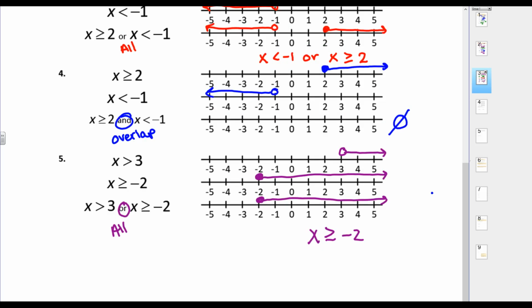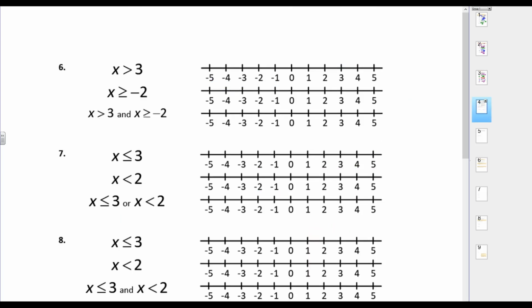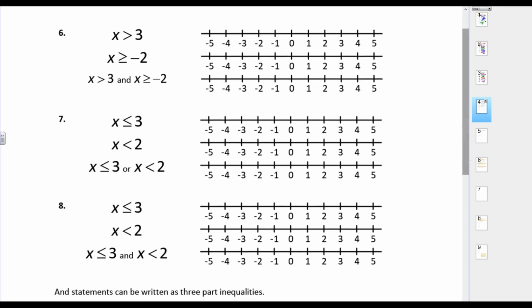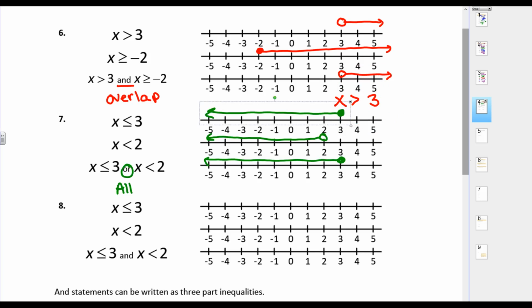This is an or graph, so I want to take any and all drawing in the picture. And so my final answer is x is greater than or equal to -2. Moving right along, guys, I want you to take a look at number 6 now. So looking at number 6, it's an and graph, so I want to take the overlap. The only overlap is from x is greater than 3, so that's my final answer. And go ahead and take a look at number 7. So in number 7, that's an or graph, so I want to take any and all drawing I see in the picture, which is just from x is less than or equal to 3 would be my final answer. And last but not least, let's take a look at number 8.